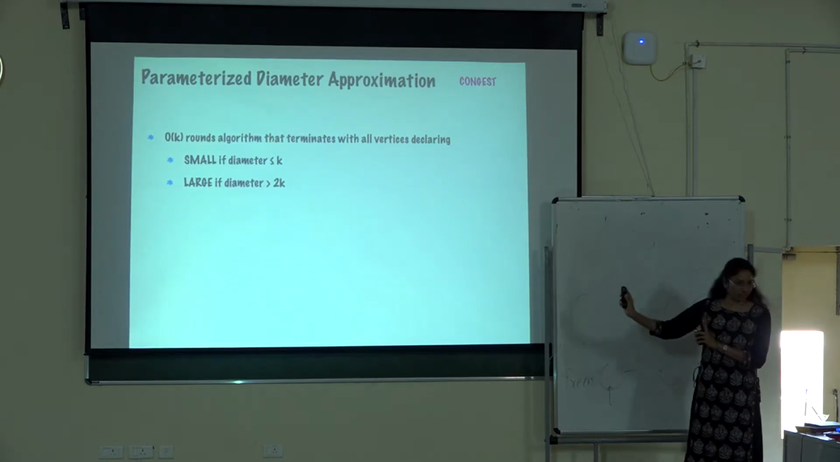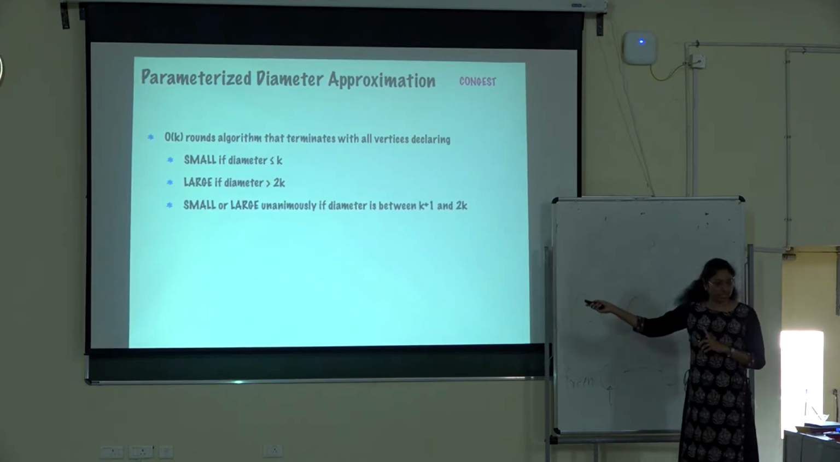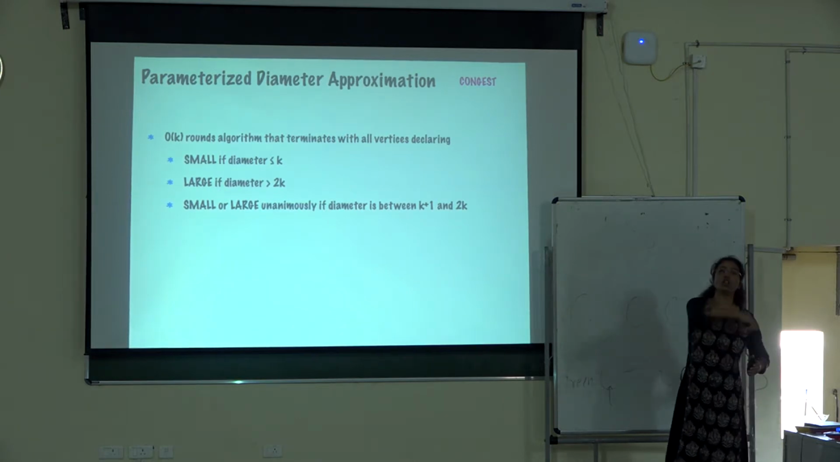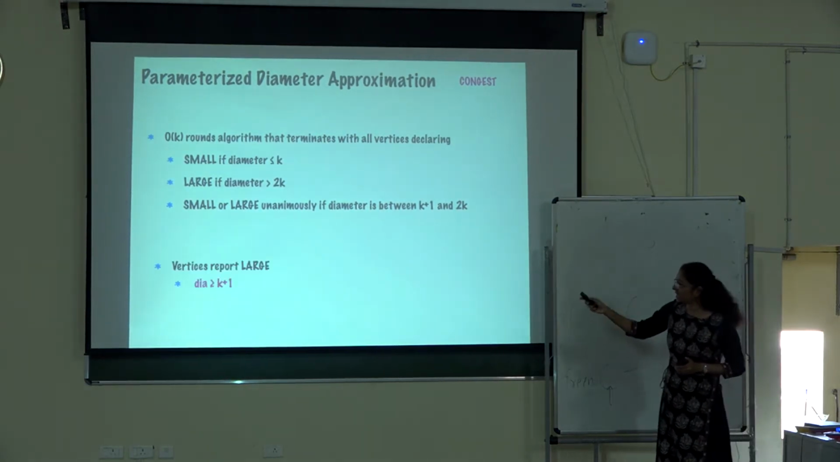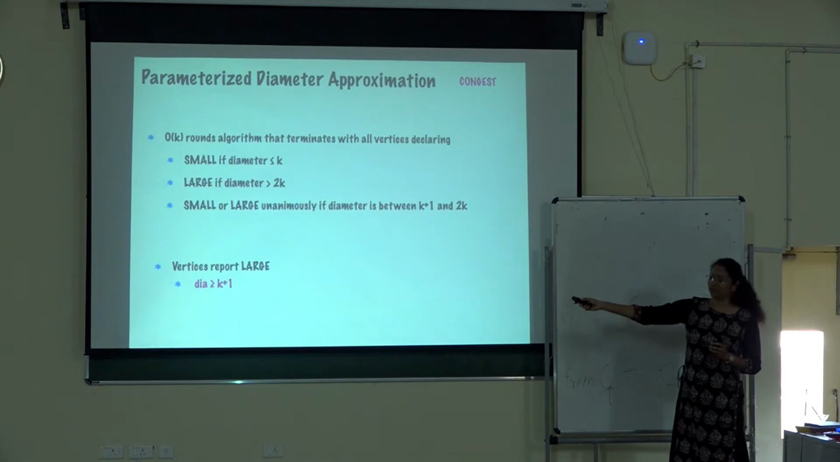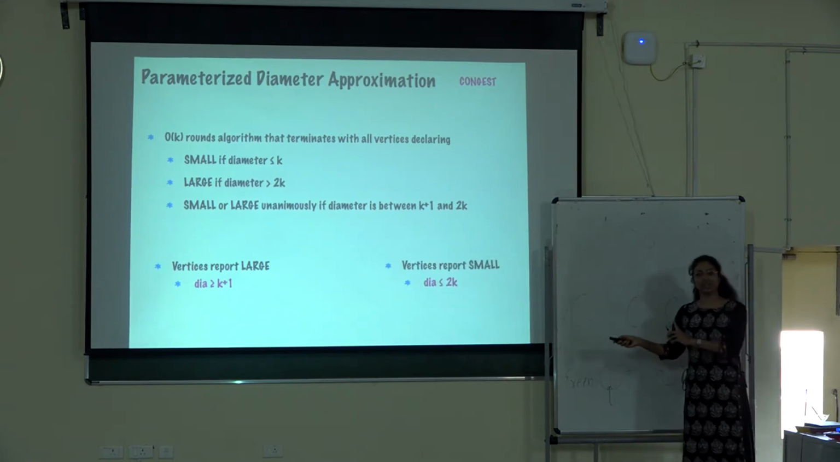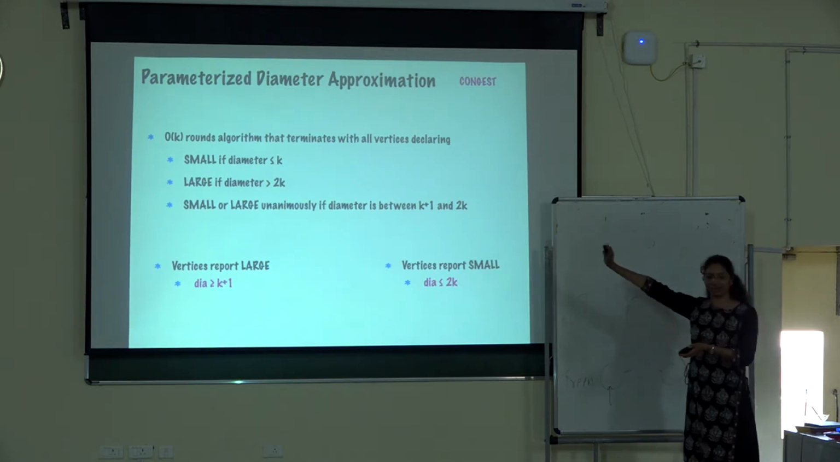So that's why it's an approximation, it's not exact. And they could say small or large in the third case, in the last case, but there will be no nuns. Either we all say small or we all say large. But if we say large, it means that the diameter is definitely at least k plus 1. If we say small, definitely the diameter is at most 2. This algorithm I will explain at the end.